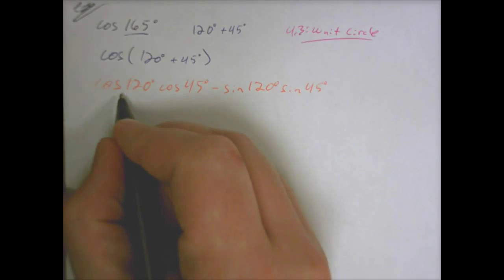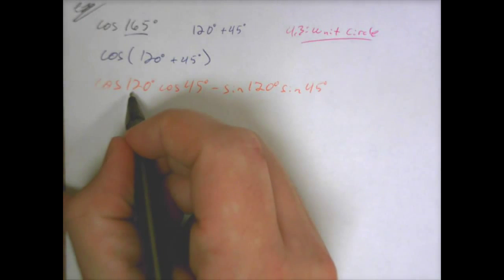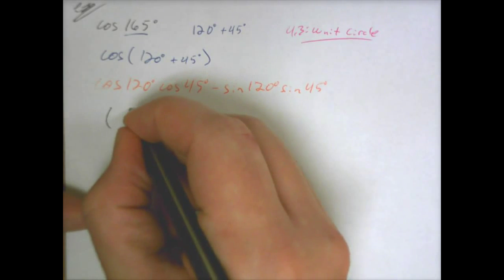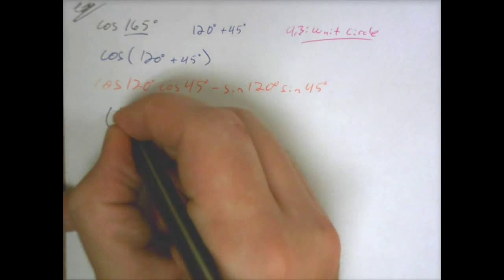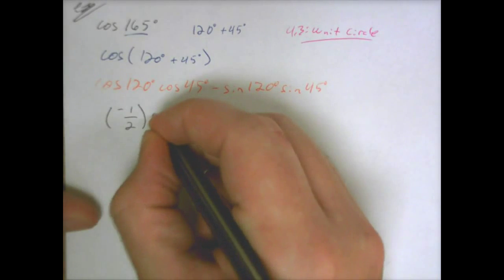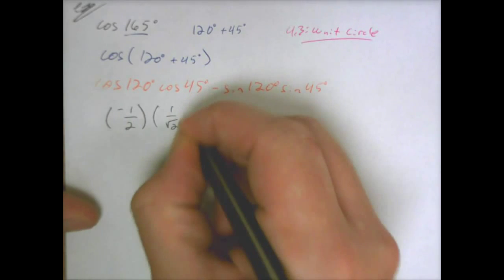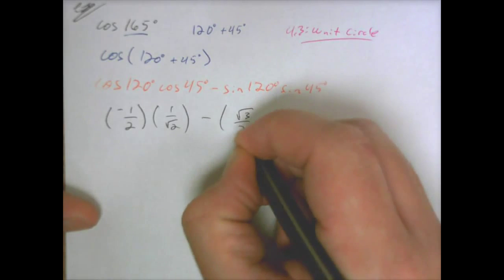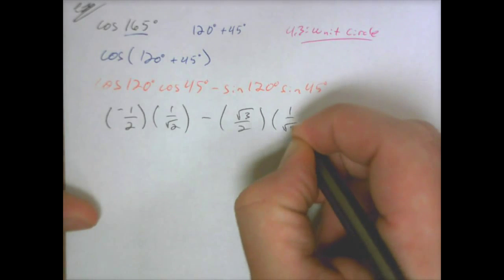So with this one, cosine of 120 degrees, that reference angle is 60, so from your 60 degrees, cosine is adjacent over hypotenuse, so 1 over 2. It will be negative since it is in the second quadrant. Cosine 45 is 1 over root 2, minus sine of 120, which is root 3 over 2. Sine 45 is 1 over root 2.